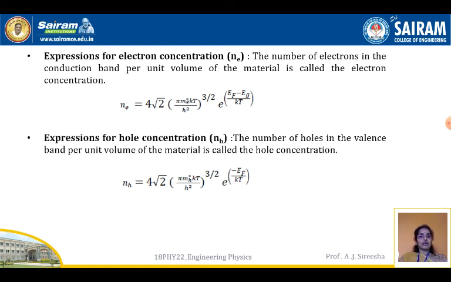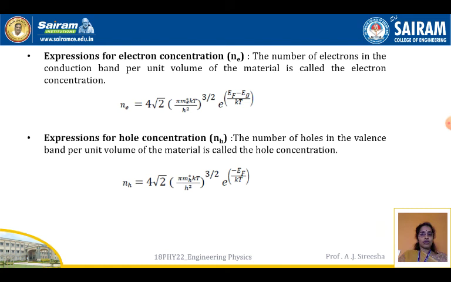The number of electrons in the conduction band per unit volume of a material is called the electron concentration. As I told you earlier, remember, electrons always move in the conduction band, whereas holes move in the valence band. Now the expression for the hole concentration. The number of holes in the valence band per unit volume of a material is called the hole concentration.